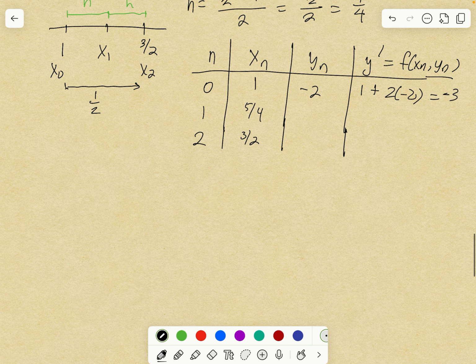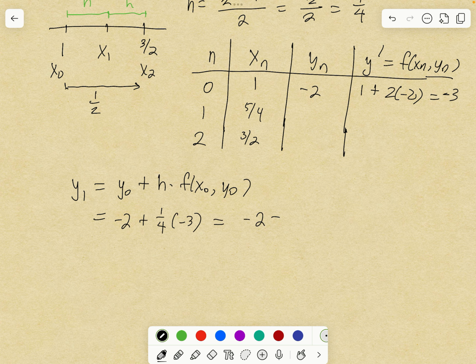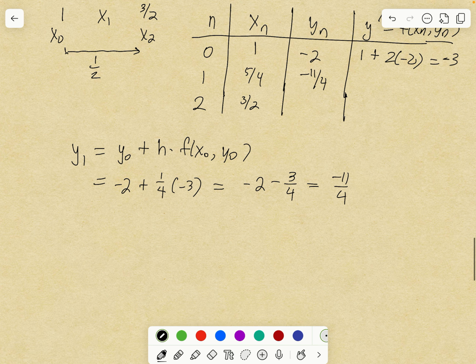So now we can find y sub 1. Y sub 1 is y sub 0 plus h times f of x0, y0. So that's going to be -2 plus, our h was 1/4 this time, times -3. So that's -2 minus 3/4, which is -11/4. So that's our y sub 1 that goes in the table.